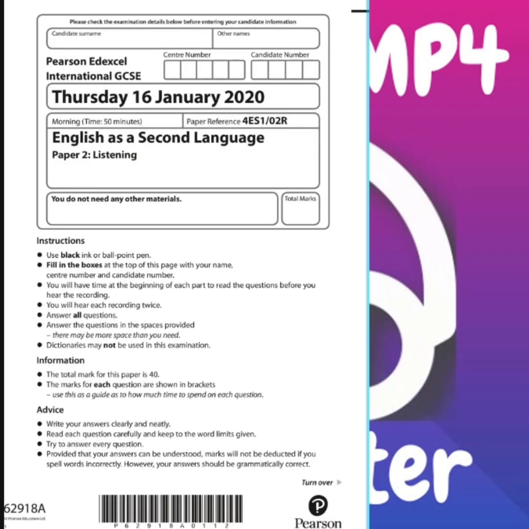This is the Pearson Edexcel International GCSE English as a Second Language, Paper 2, Listening Test. January 2020.